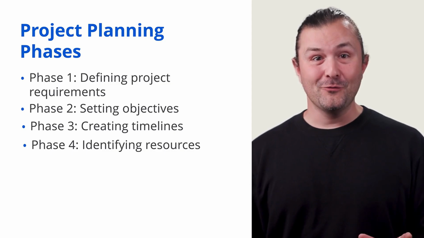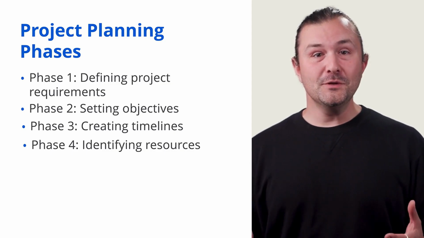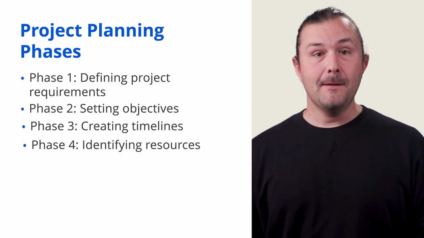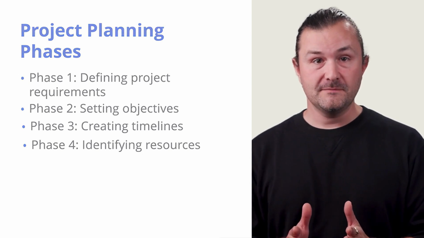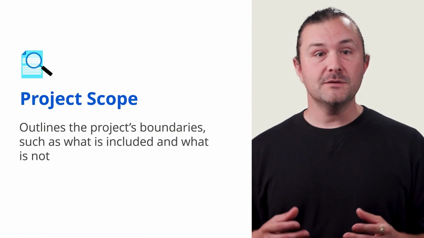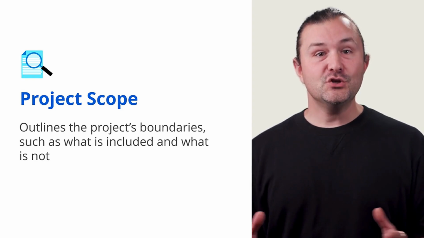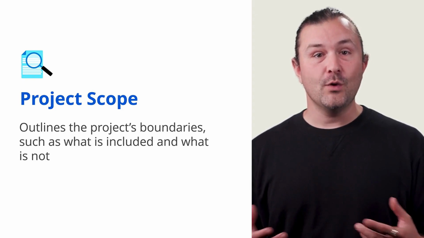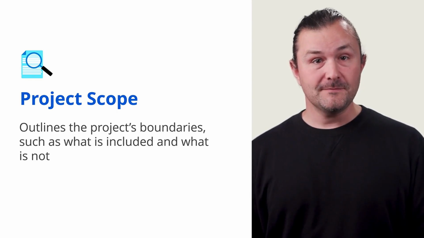As you build the project plan, each phase is guided by the scope of the project. The project scope outlines the project's boundaries, ensuring everyone involved understands what is included and what is not. Knowing these boundaries allows you to accurately define project requirements, align objectives with established limitations, effectively create timelines, and identify necessary resources.